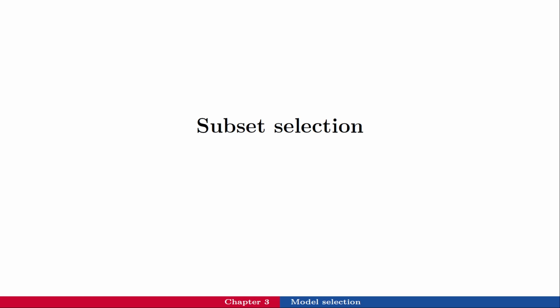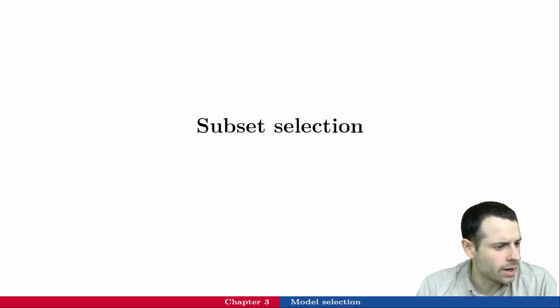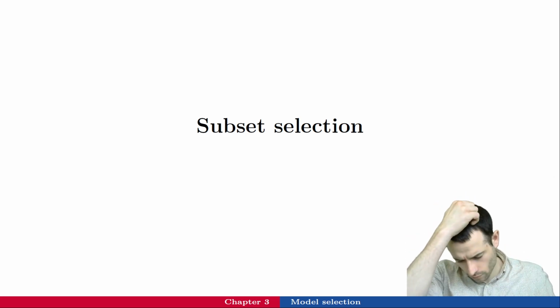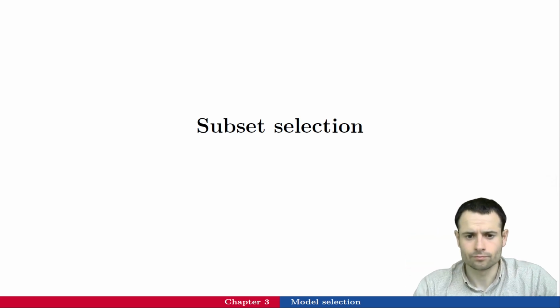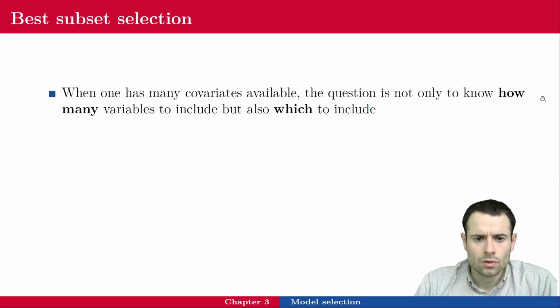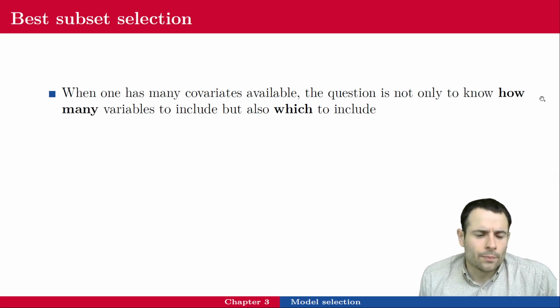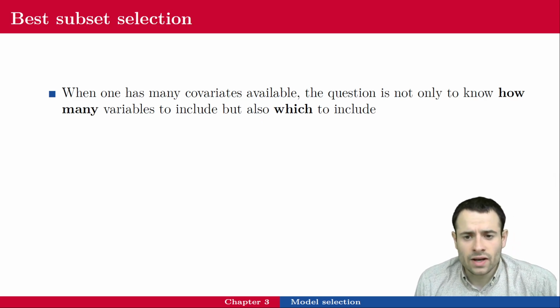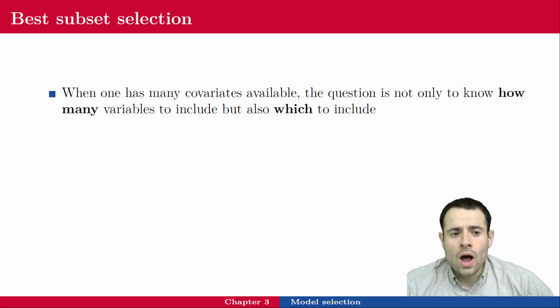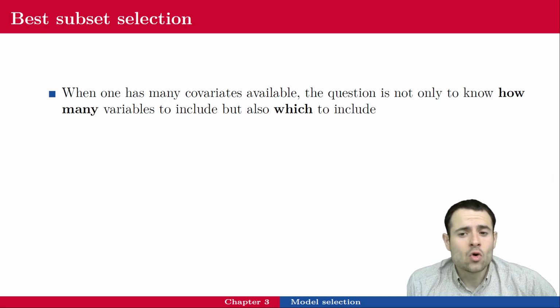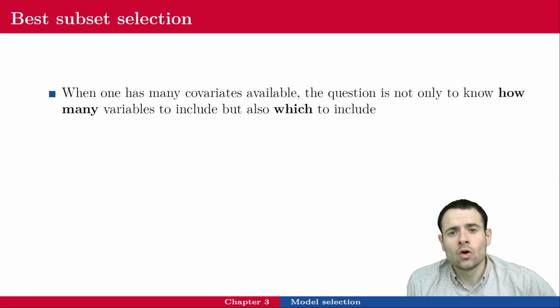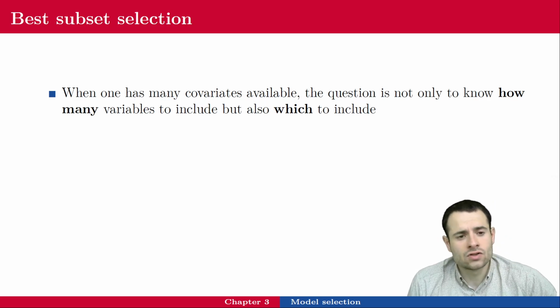Okay, let's resume the lecture and let's talk about subset selection now. So, when one has many covariates available, the question is not only to know how many variables to include, but then which to include, which combination. Do we want x1, x2, and x3, or do we want x1, x2, and x5, x3, x4, and x14, and so on?